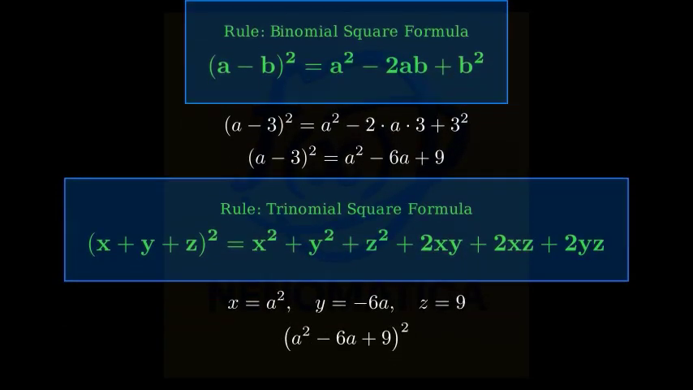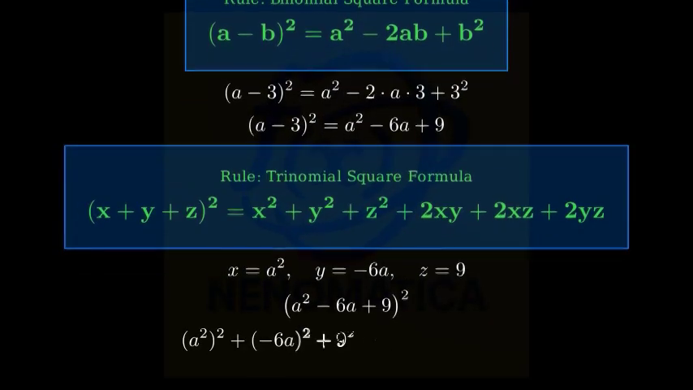We have (a squared - 6a + 9) squared. According to our formula, we'll first find the square of each term. A squared squared, which is a to the 4th power, plus (negative 6a) squared, which is 36a squared, plus 9 squared, which is 81.